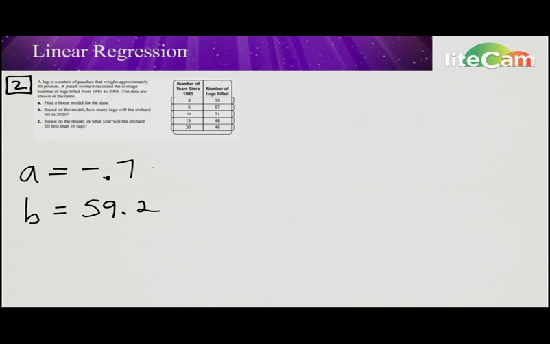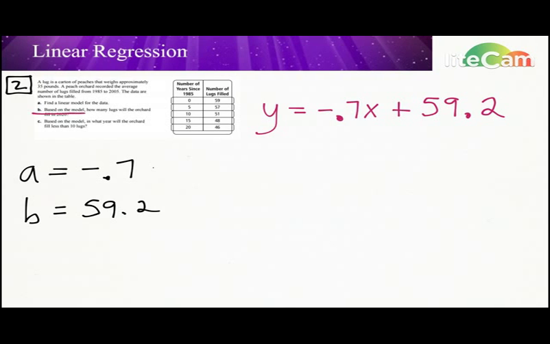Okay, so now I'm going to write my equation. y equals negative 0.7x plus 59.2. Just make sure that whatever A and B they give you, you put it into the proper format, which in this case is y equals mx plus b. All right, so now we're going to plug in the information that they have asked us to find. So it says for B, based on the model, how many lugs will the orchard fill in 2020?